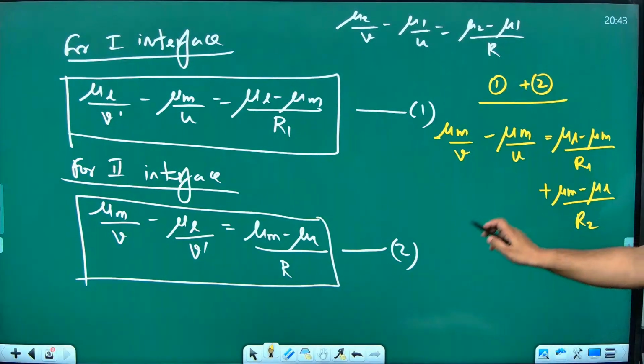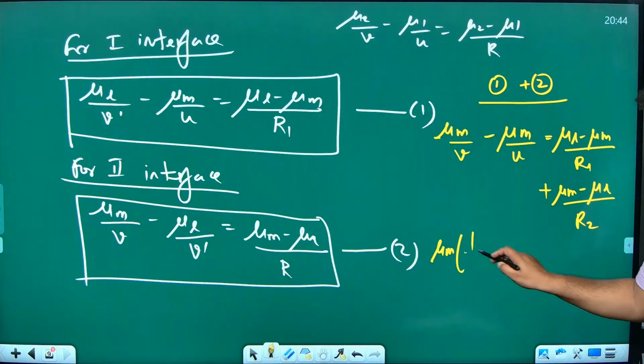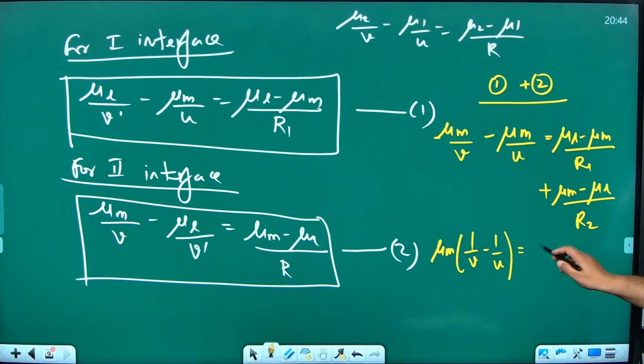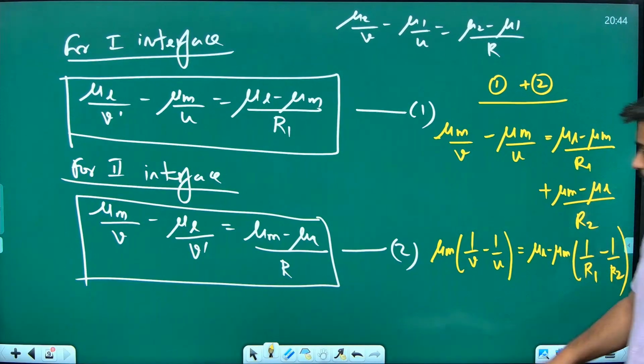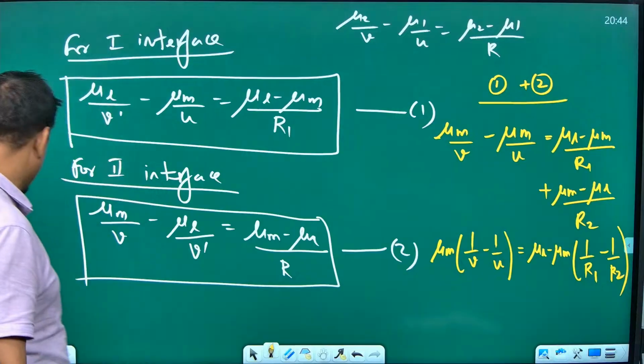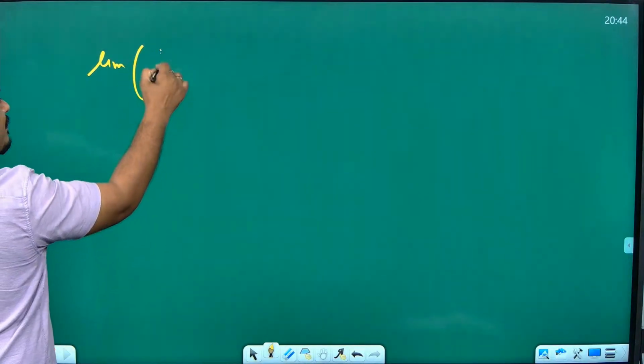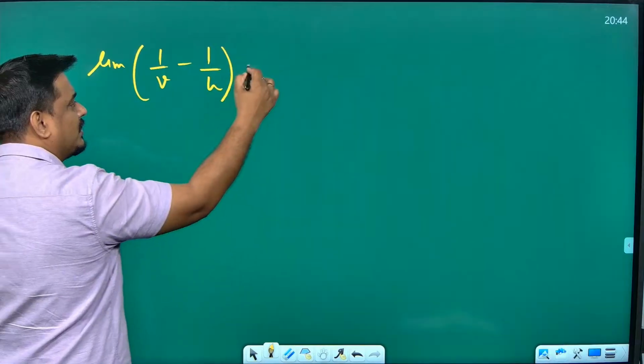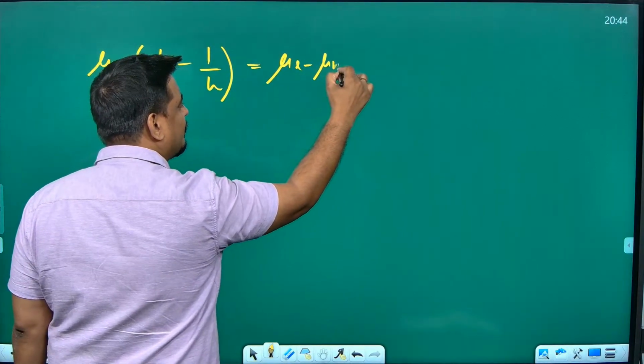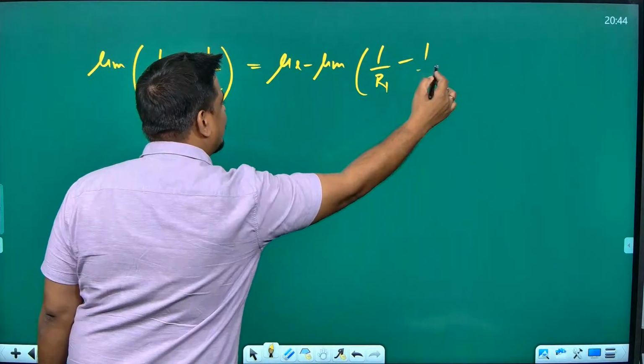Then if I take mu m common, I am going to have 1 by V minus 1 by U is equal to, if I take mu L minus mu m as common, I will have 1 by R1 minus 1 by R2. Can I write like this? Because here it is mu m minus mu L, so I am taking minus outside. Okay. So what I got? I got mu m into 1 by V minus 1 by U is equal to mu L minus mu m into 1 by R1 minus 1 by R2.